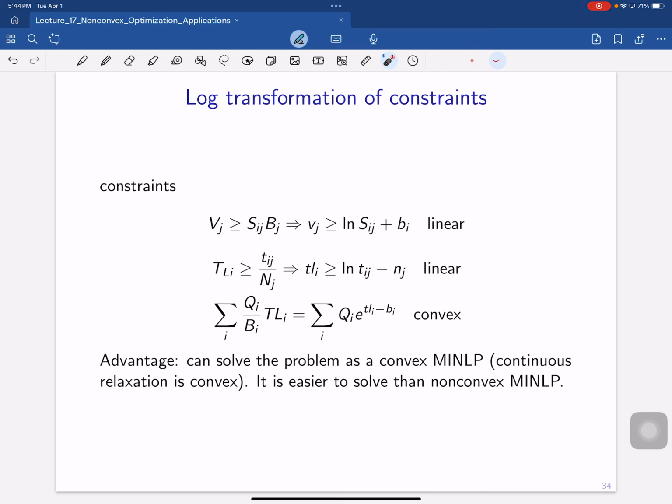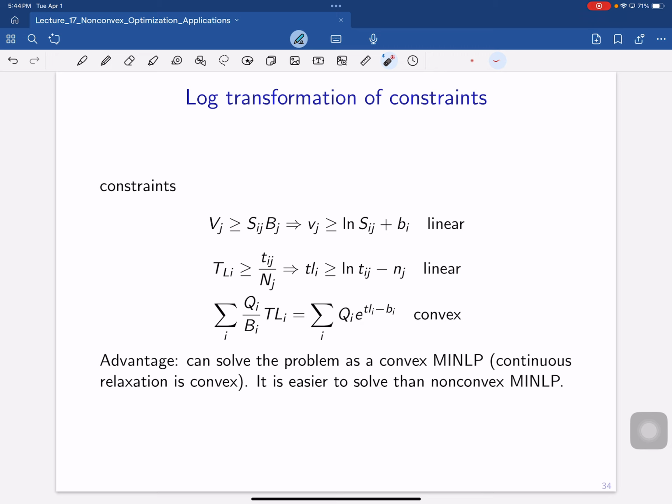So with that, the advantage is you can solve the problem as a convex MINLP. At least the continuous relaxation is convex, right? Solving a convex problem is much easier than solving a problem where the relaxation is non-convex. Okay. Yeah, so that's the trick to solve this problem. Again, the major takeaway here is you have a non-convex problem, but then you apply this log transformation trick, and it is converted to a convex problem. For some problems, you can do that, but not all problems.